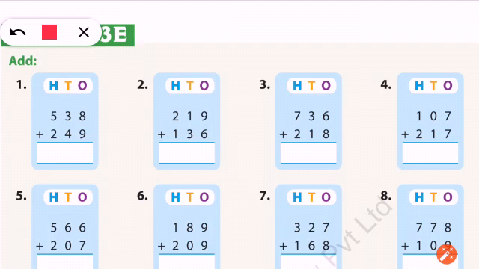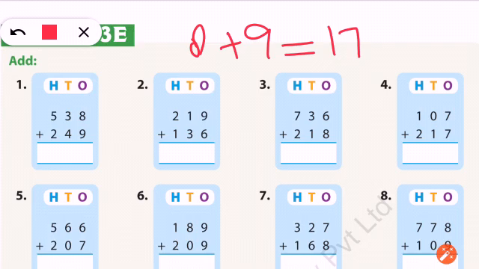So 8 plus 9. Count it, how much it will be. The answer will be 17. 8 plus 9 will be 17. So 7 will come here and 1 we will carry to the tens place.